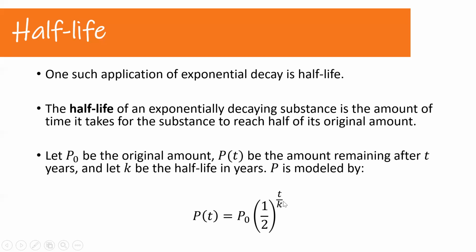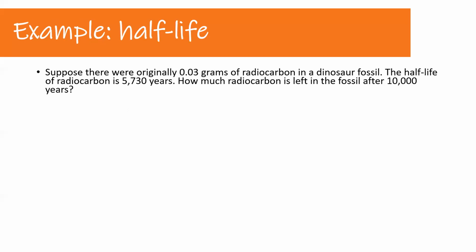Again, the formula would be given to you, so don't panic and try to memorize the formula, but you do need to understand how to use it. Let's look at an example. So let's say there were originally 0.03 grams of radiocarbon in a dinosaur fossil. The half-life of radiocarbon we know is 5,730 years. After 10,000 years, we want to know how much radiocarbon is going to be left in that fossil.